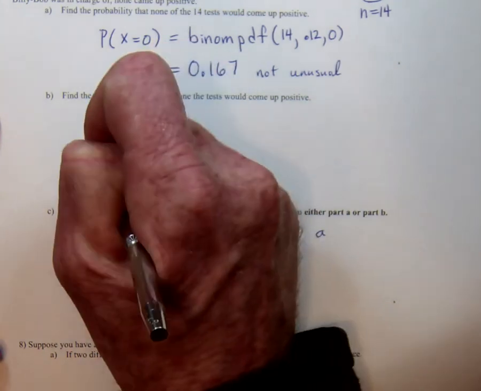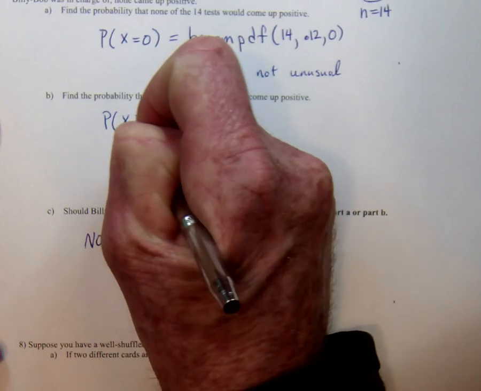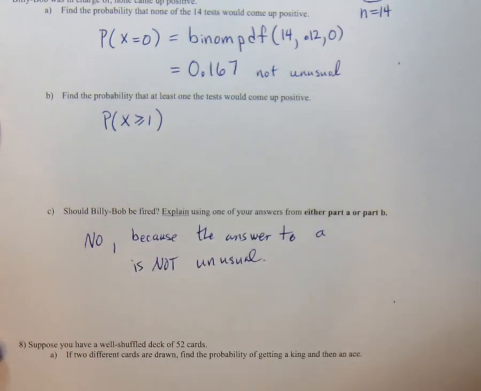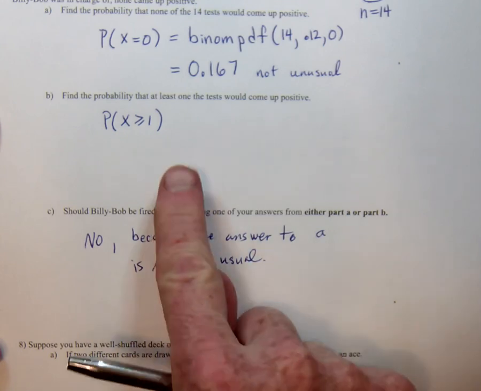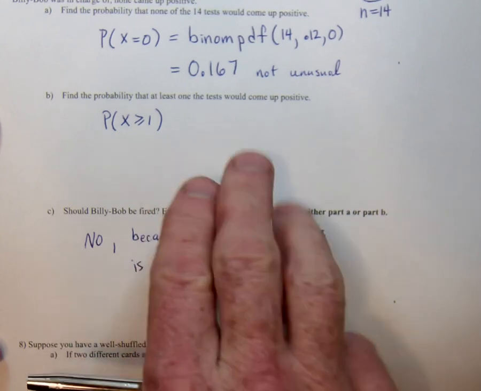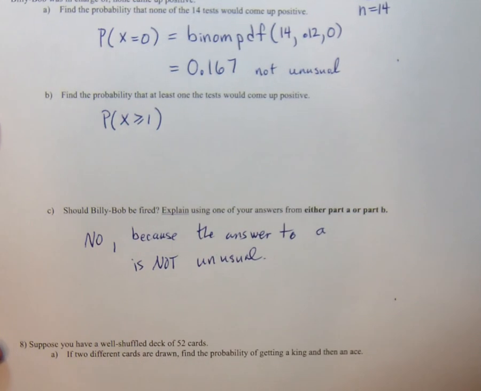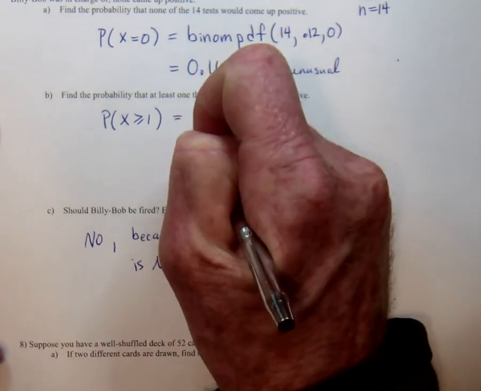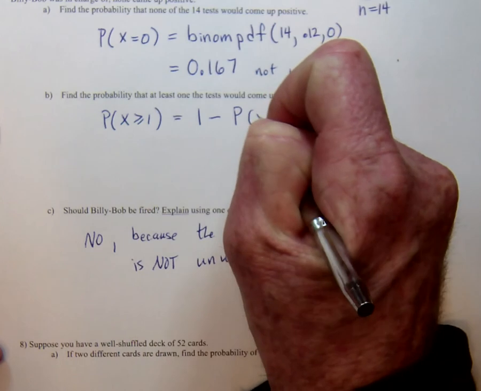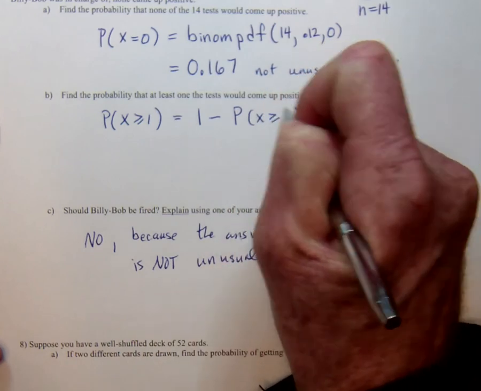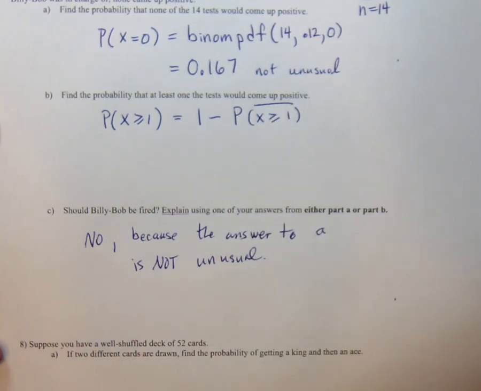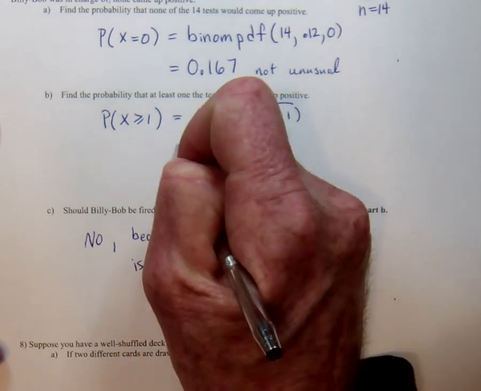Next, find the probability that x is at least 1. So this is that type where you would have to do the case where x equals 1, or 2, or 3, or 4, 5, 6, 7, 8, 9, 10, 11, 12, 13, 14. And then add up all those 14 cases. Or, to simplify life, you could do 1 minus the opposite. And the opposite of at least 1, if you don't have at least 1 of something, you have none of them.